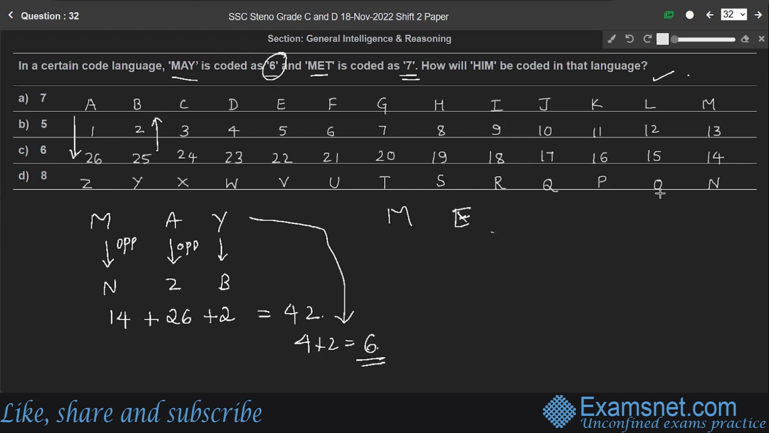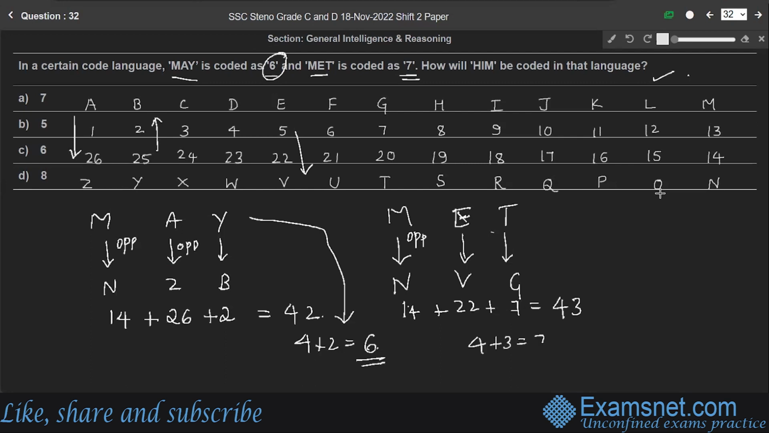Just add the positional values of the opposite letters. Very simple. M is opposite to N, E is opposite to V, and T is opposite to G. Their positional values are 14, V is 22, and G is 7. Just add the positional values. So 14 plus 22 is 36, plus 7 is 43, and 4 plus 3 is 7. This is how we get the code.